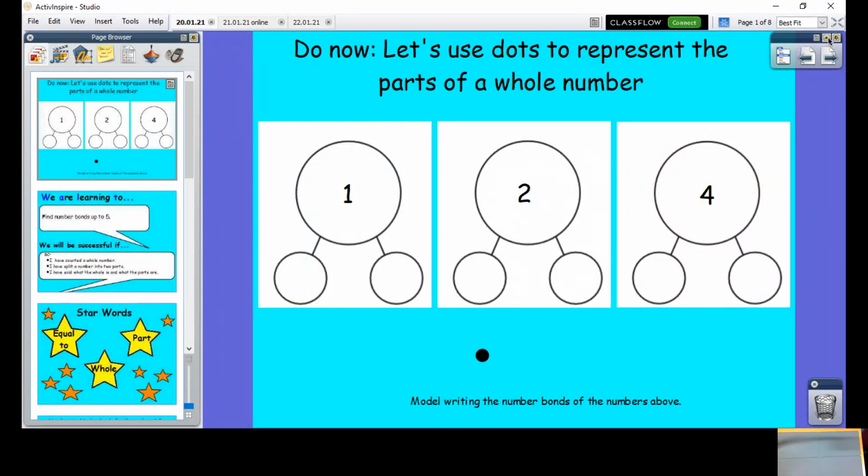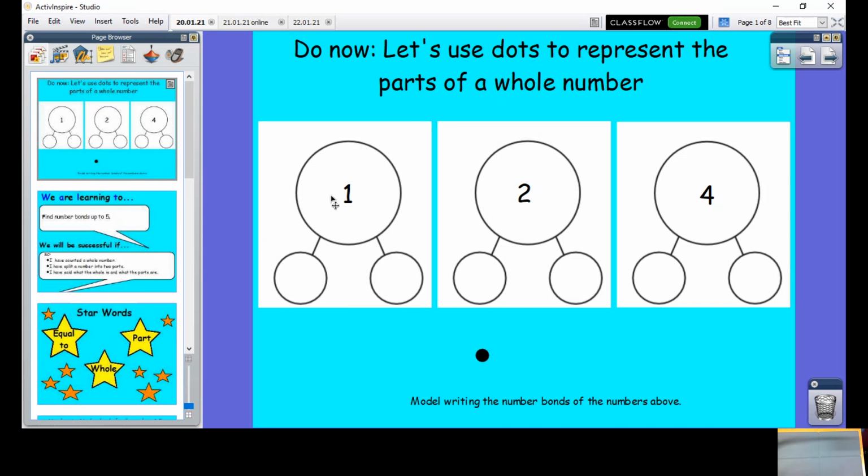We are working on number bonds, so let's use the dots to represent the parts of a whole number. Okay, let's use this dot. Pause the video, tell your adult how you split up the number into each part. Off you go. Okay, you should have worked with your adult there. Now let's have a go together.